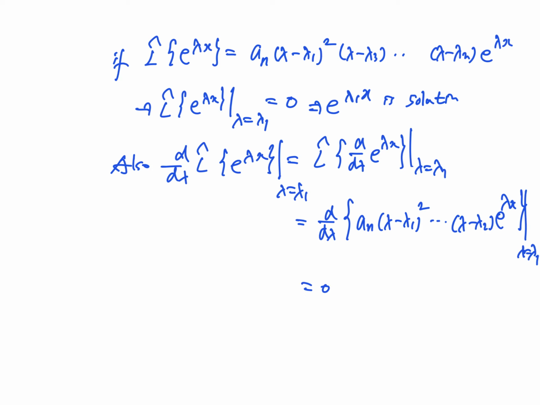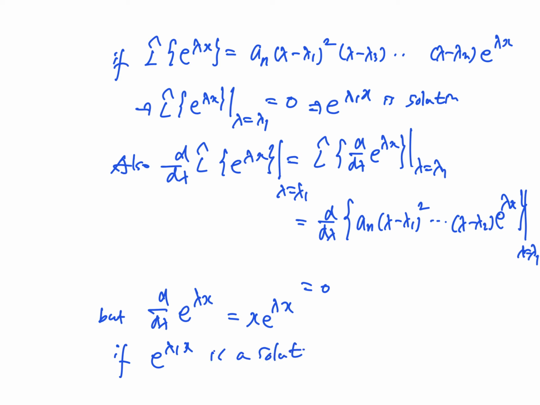Is equal to 0, right? But T lambda T exponential lambda x equals x exponential lambda x. So if exponential lambda 1 x is a solution, so is x exponential lambda 1 x.